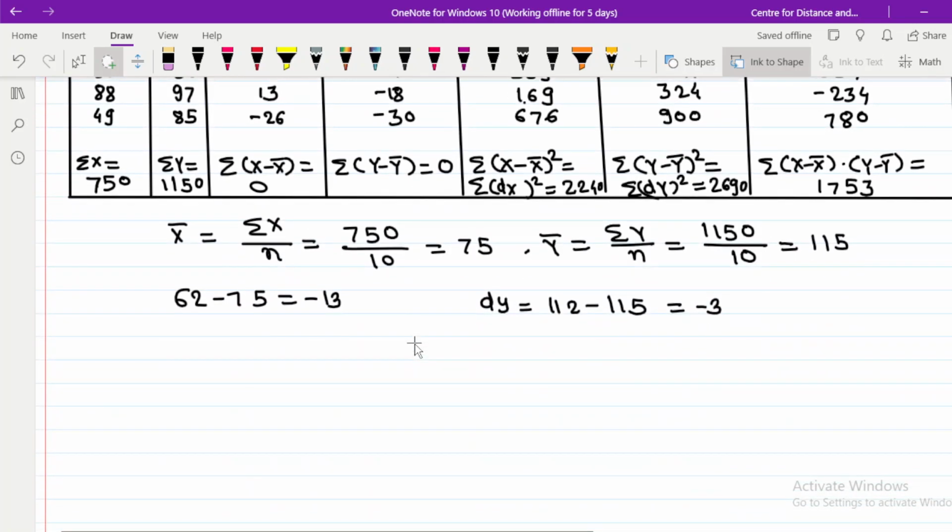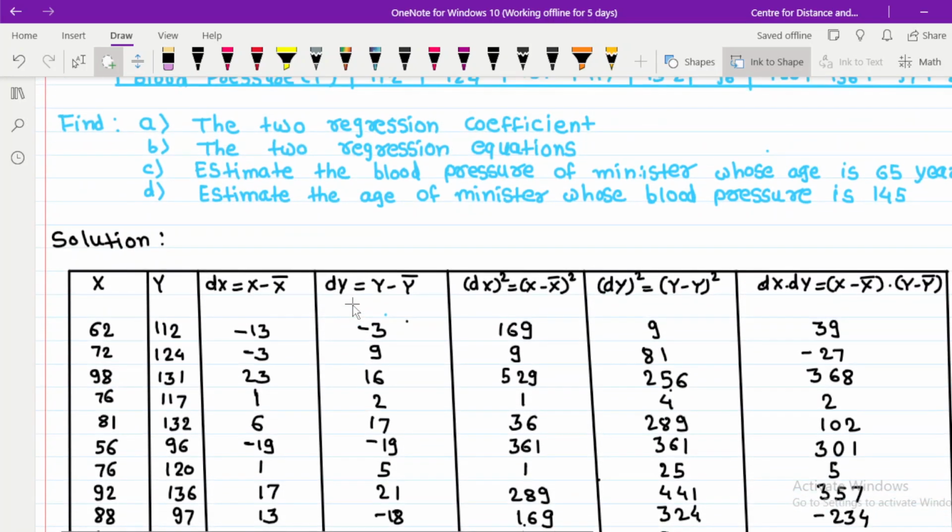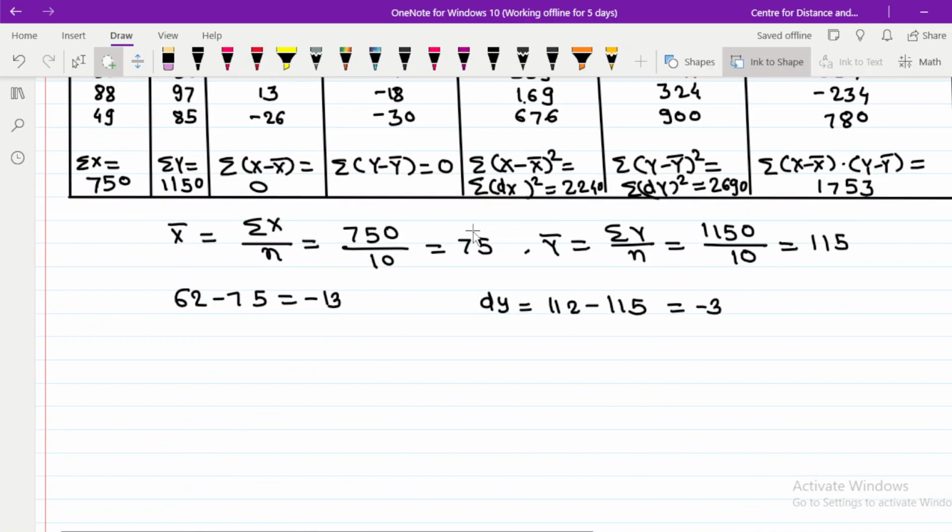Okay. Now for this, first we have to calculate the two regression coefficients.